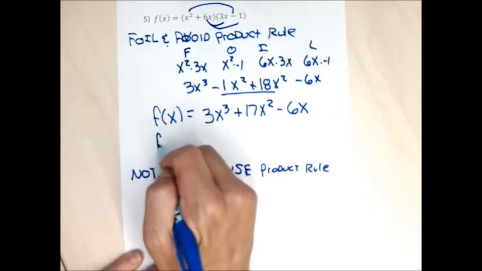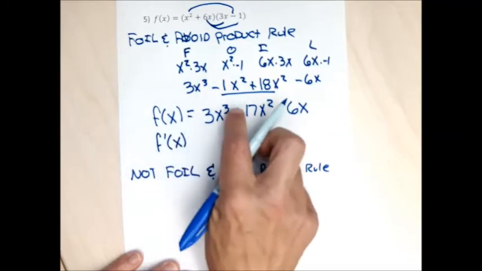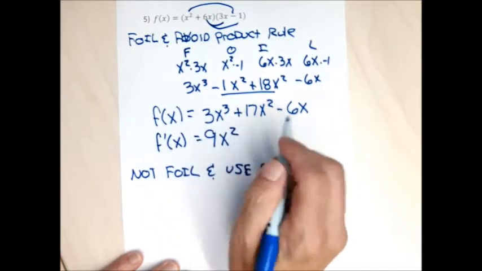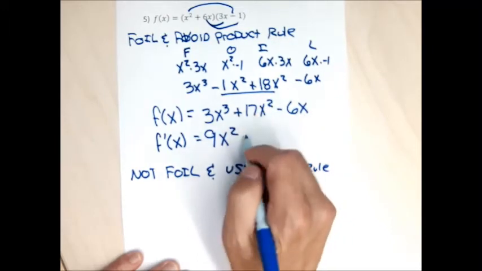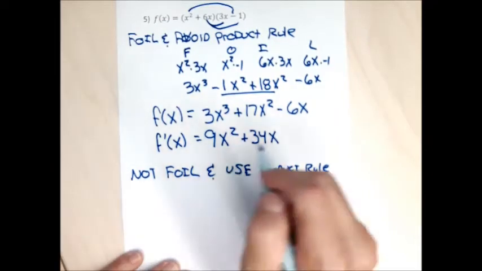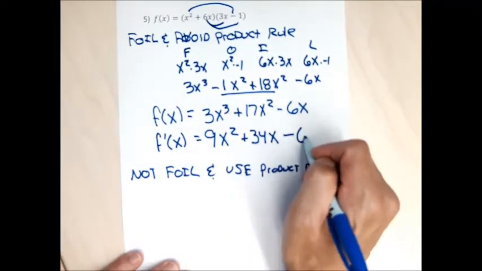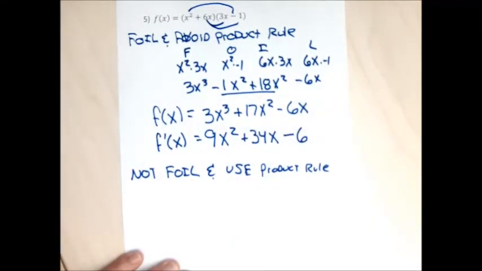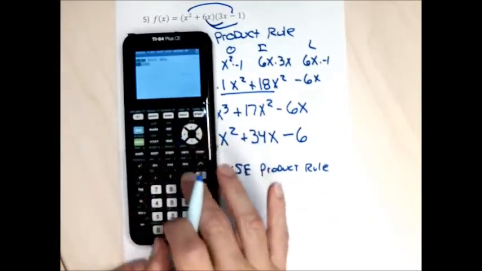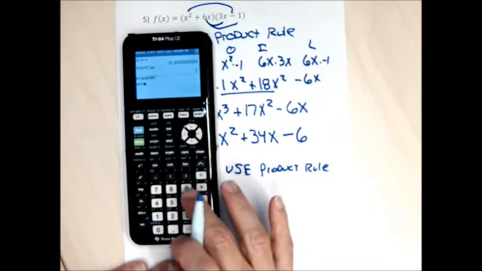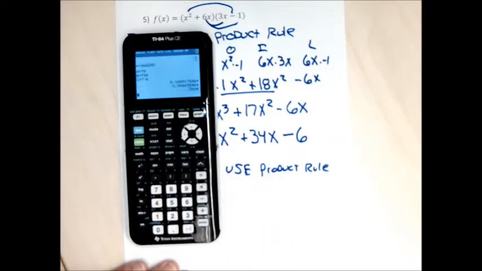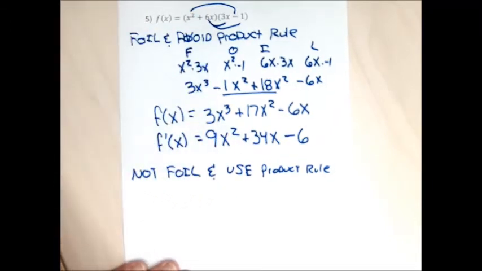Now I'm going to take the derivative. First piece, I'm going to go 3 times 3 and get 9, lower the exponent by 1. Second piece, I'm going to go 2 times 17 is 34, lower the exponent by 1. Last piece is the first power term, the derivative's just the number in front of the x. I doubt that that factors. Let me see if it does. So program quad, 9, enter, 34, enter, negative 6, enter. That's decimal, so it's prime. That's the way I would do this problem.